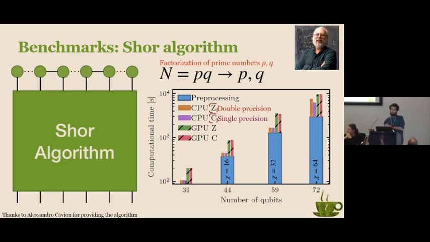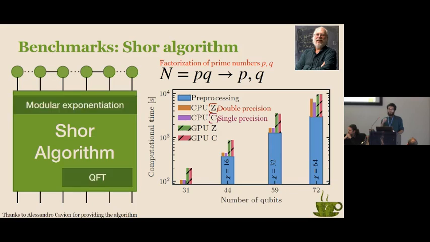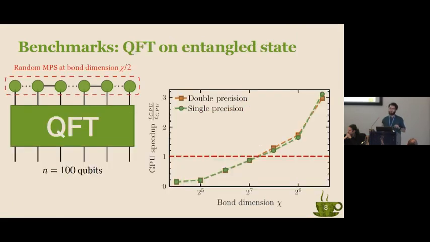Something that comes to mind immediately is that the GPU here looks slower. Well, it's just because it's a small matrix, because the bond dimension is 64. And to better analyze it, we remember that one of the important parts of Shor algorithm is the QFT, and try to analyze a QFT on a highly entangled circuit. So we start with a random MPS at bond dimension chi-half, so highly entangled, and we want to see on 100 qubits if the GPU is going to be better than the CPU. And of course, at a certain point, the GPU starts to have a significant speed up.